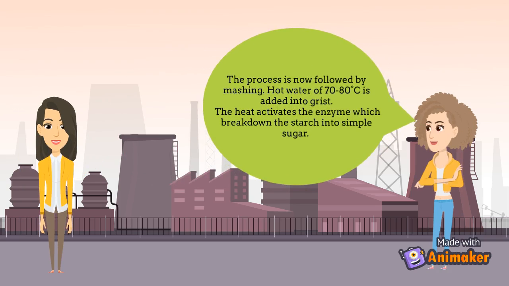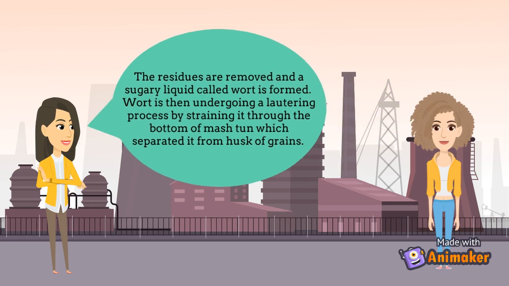The process is now followed by mashing. Hot water of 70 to 80 degrees Celsius is added into the grist. The heat activates the enzyme which breaks down the starch into simple sugar. The residues are removed and a sugary liquid called wort is formed.